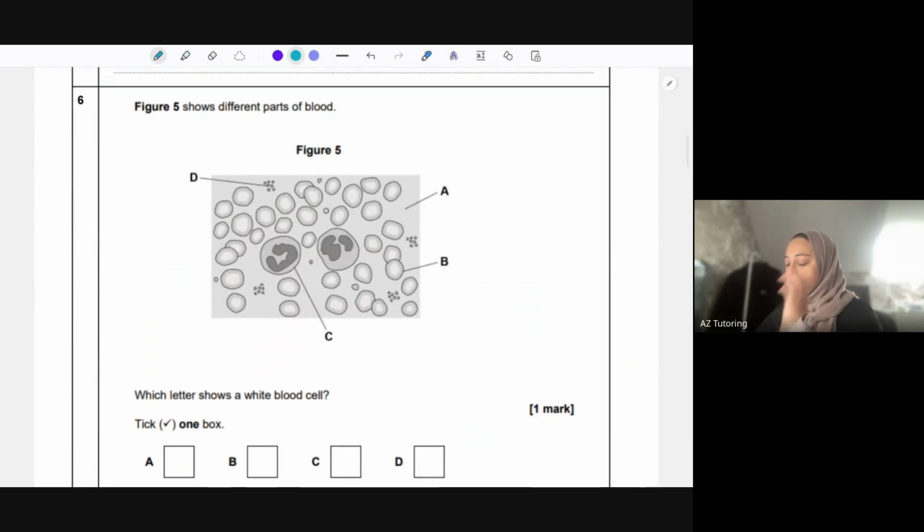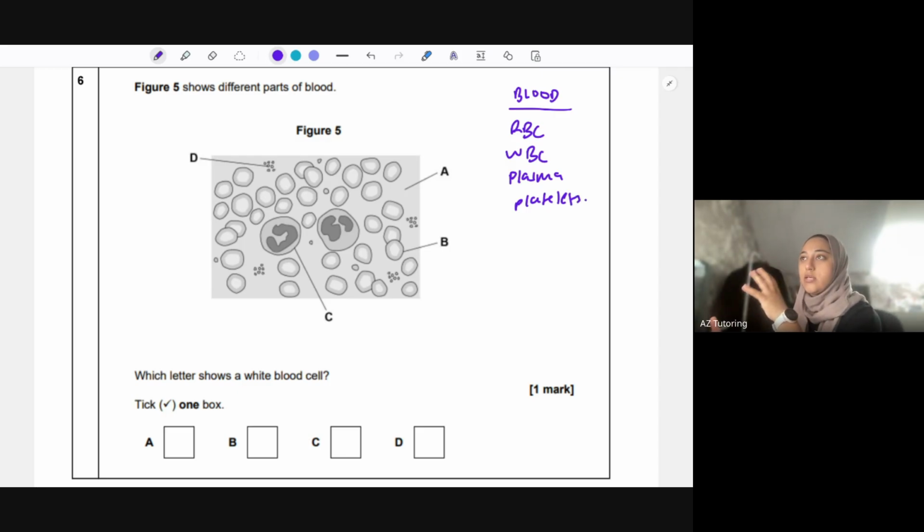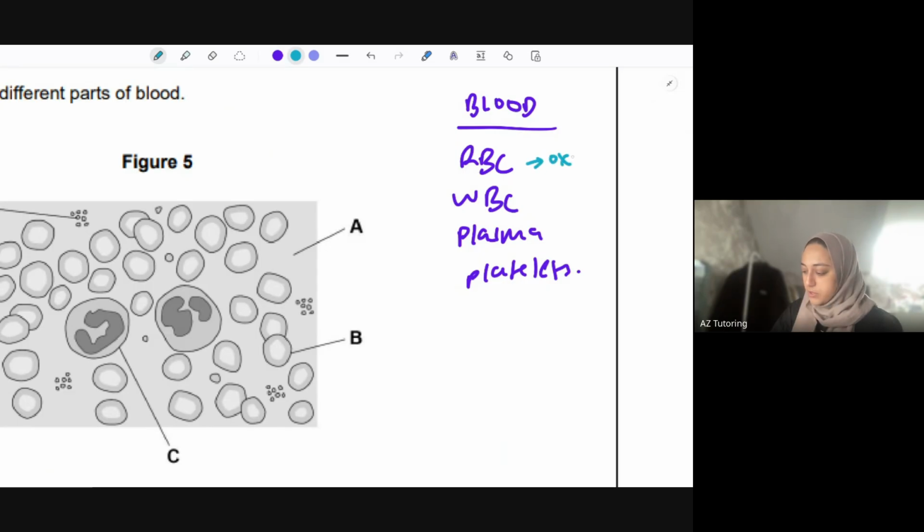Okay, moving on. Figure 5 shows different parts of the blood. Remember, the blood has 4 different things inside it. The blood is made up of red blood cells, white blood cells, plasma and platelets. You need to know what each of these looks like, how they're adapted by what they look like, and what their job is. Red blood cells transport oxygen around the body, which is used for respiration. Let me put notes on that. So, to transport oxygen. The white blood cells are for the immune system response.